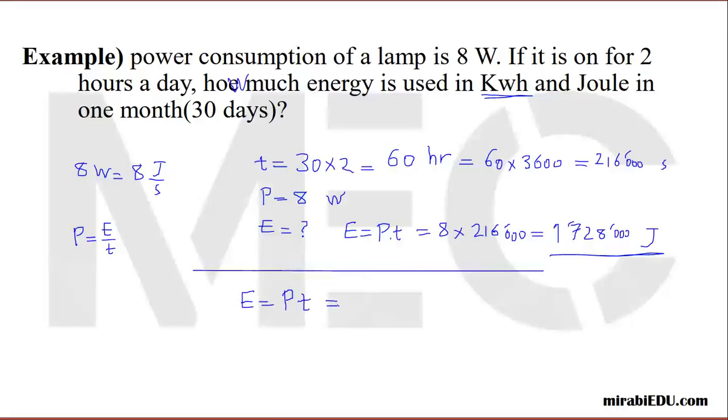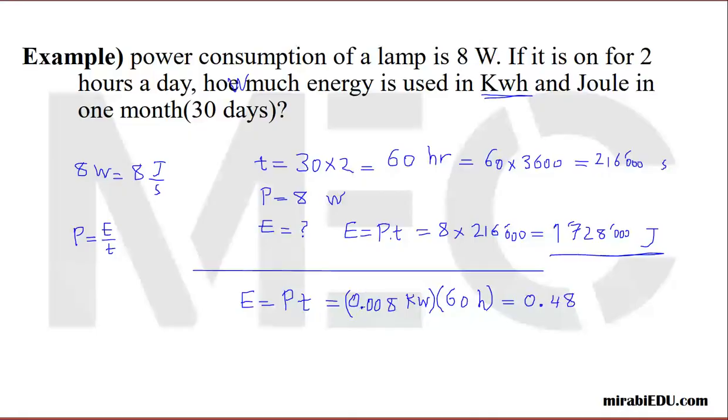Power is 8 watts. So what is 8 watts in terms of kilowatts? 0.008 kilowatts. So 0.008 kilowatts times hour. How many hours is the lamp on? 60 hours. So multiplying these will be 0.48.